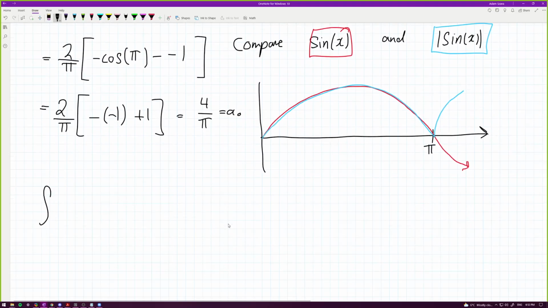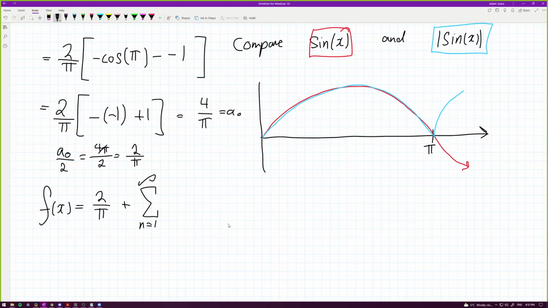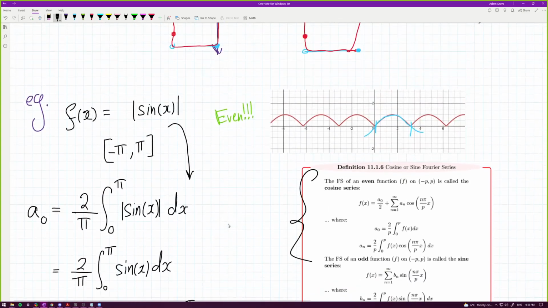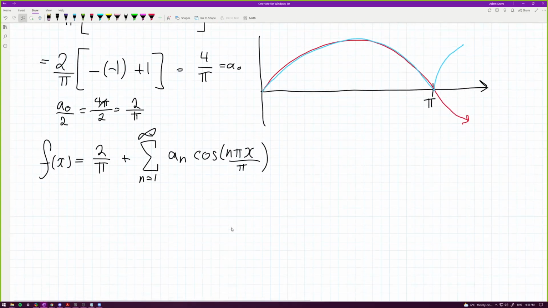So that means our function, and I'm not quite ready to write the whole thing, but remember, it's a naught over 2. A naught over 2 is going to be 4 over pi over 2, which is 2 over pi. So it's going to be 2 over pi plus the sum n goes from 1 to infinity of an cosine nx, because it's n pi x over p, but p equals pi. That's our range here. So the pi's cancel, and we just get that.